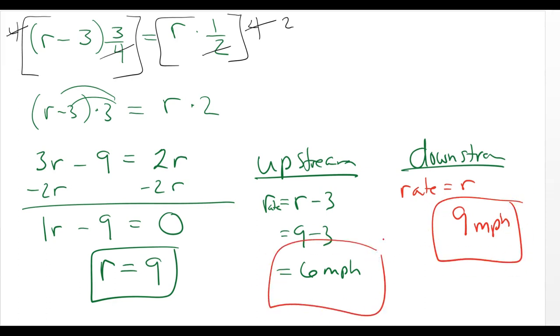I think if you ran the numbers, if you went 6 miles per hour for 45 minutes, that would give you the same distance as if you go 9 miles per hour for 30 minutes. I'm not going to check that because my video is running out of time, but I'm pretty sure that'll work.